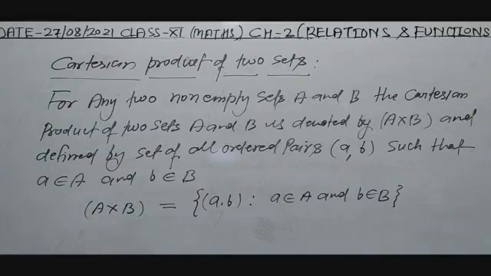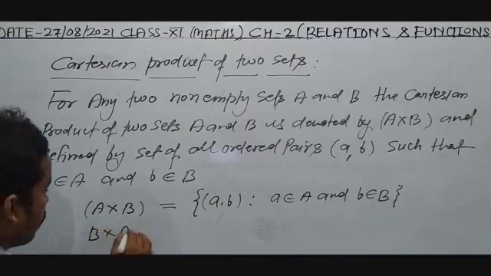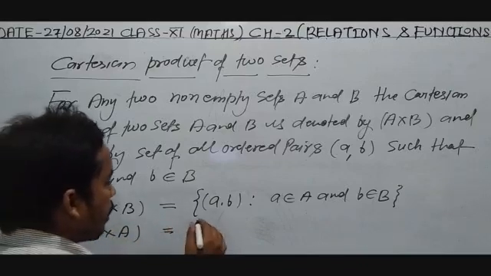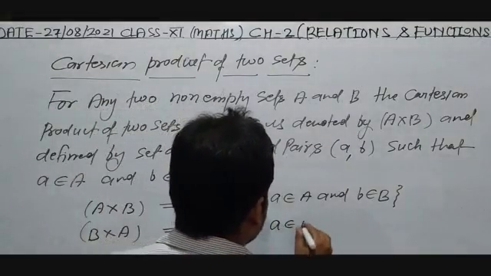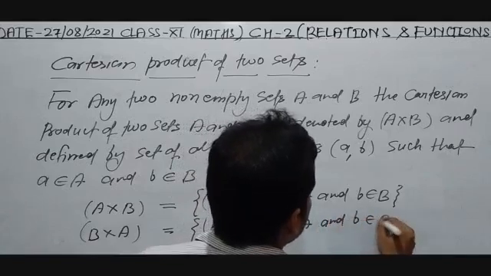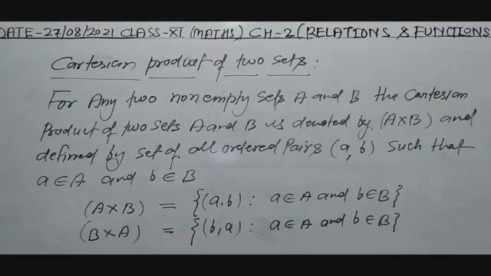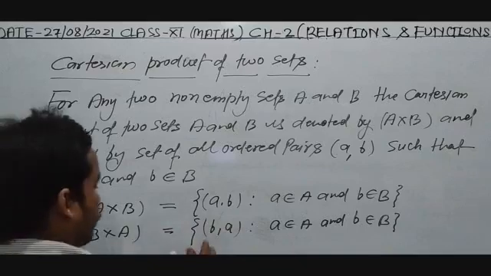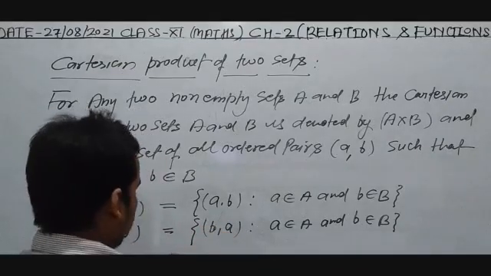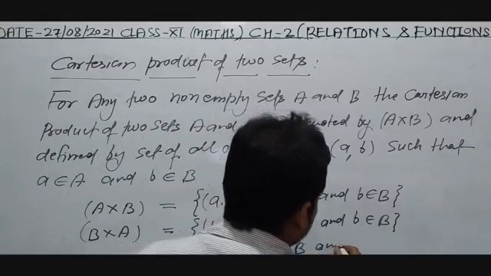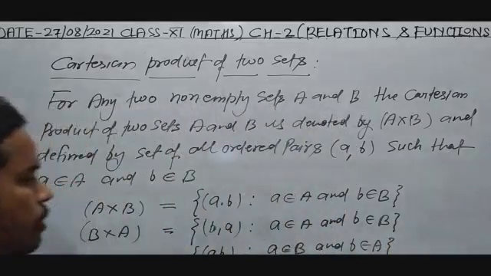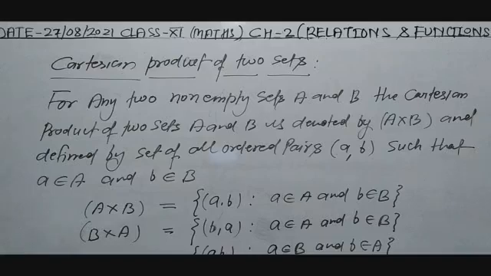Suppose we have to find B cross A. B cross A is the set of all ordered pairs (b, a) such that a belongs to A and b belongs to B. In other words, you can also write (a, b) such that a belongs to B and b belongs to A. This is also B cross A. This is the complete definition of the Cartesian product of two sets.